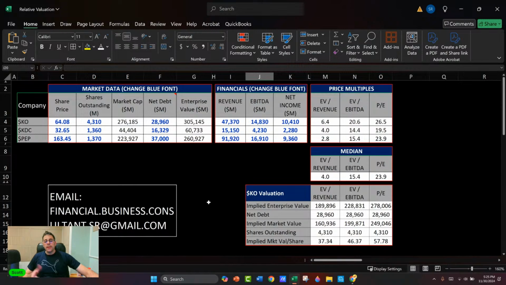So yeah, email me. This obviously makes more sense when you do it yourself, and if you look at the formulas and start to understand how it works. But this is a pretty straightforward valuation model.